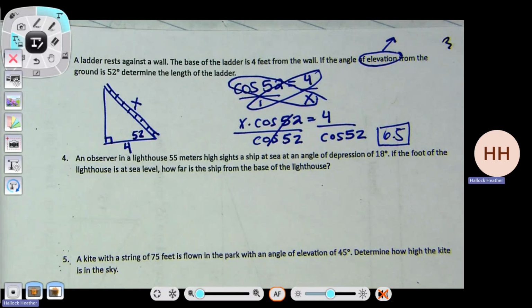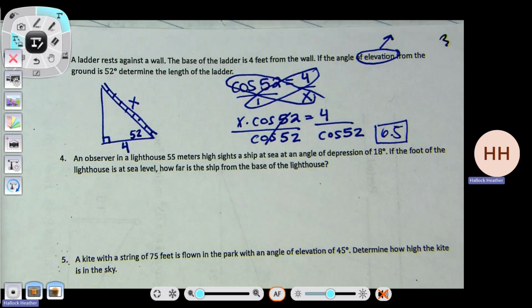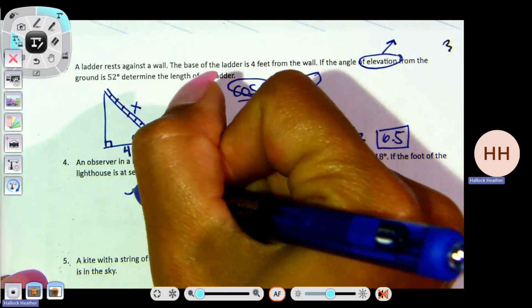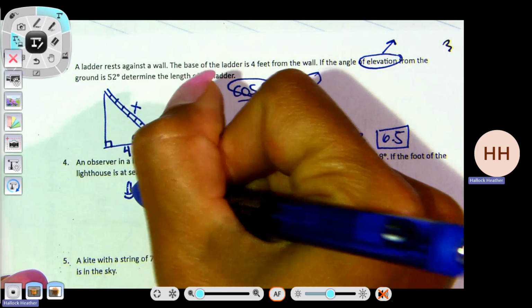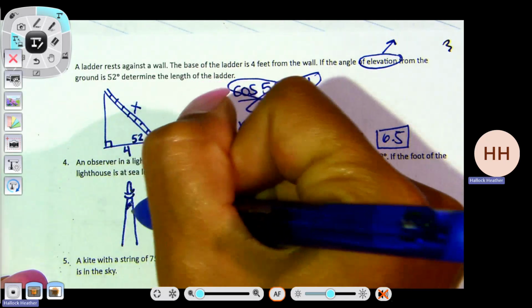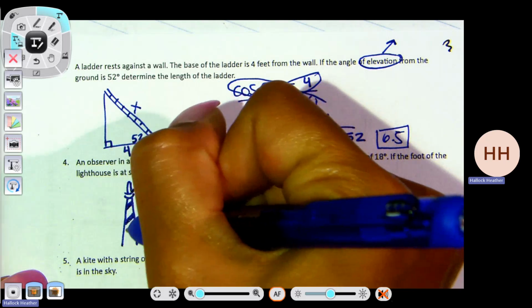Okay, try number 4. When in doubt, draw it out. You got this. I believe in you. You can do it. It's a lighthouse problem with an angle of depression.